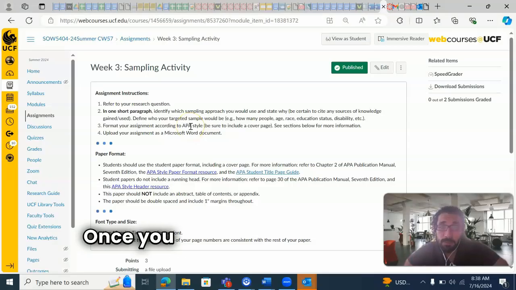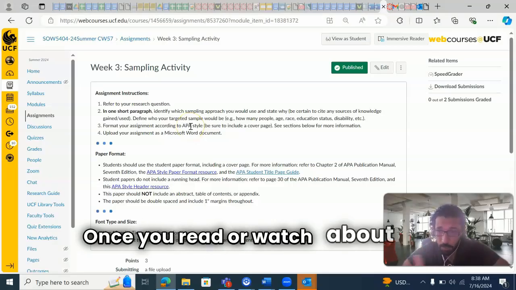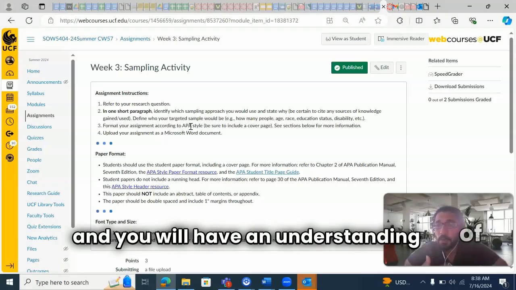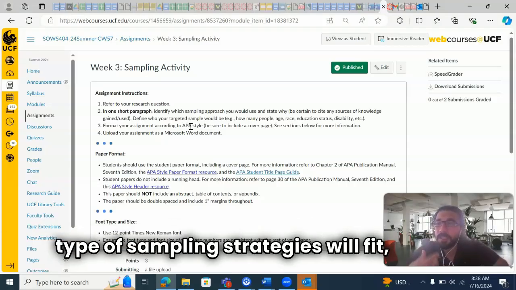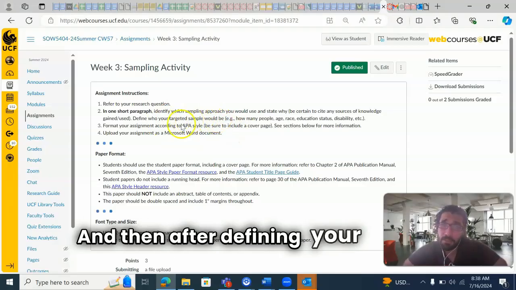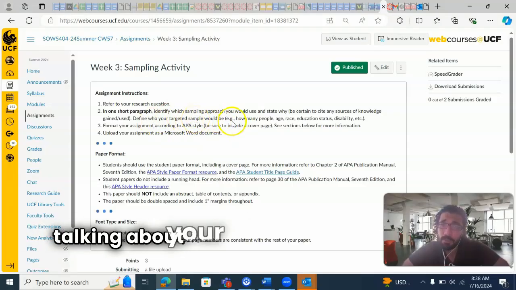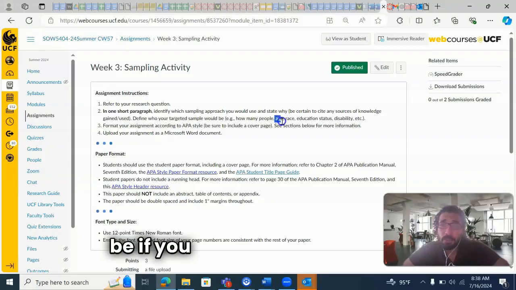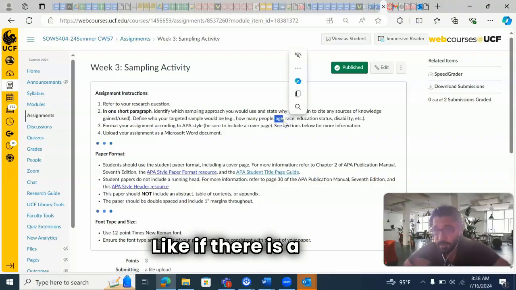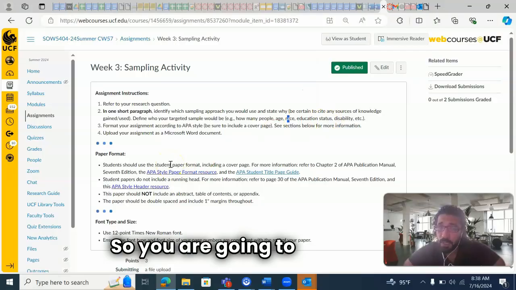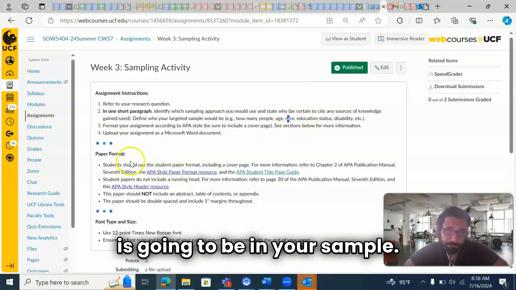Once you read or watch about these different sampling strategies, you will have a better understanding of what type of sampling strategy will fit best to your population in this case. And then after defining your targeted sample and talking about your sampling strategy, you are going to talk about how many people there will be, if you know their age range, like if there is a target age range, race, education status, etc. So you are going to define who is going to be in your sample.